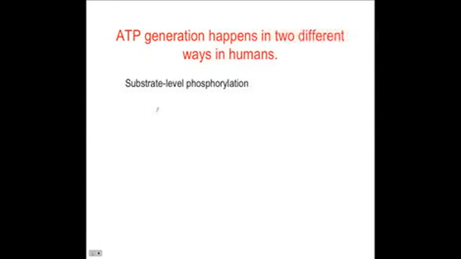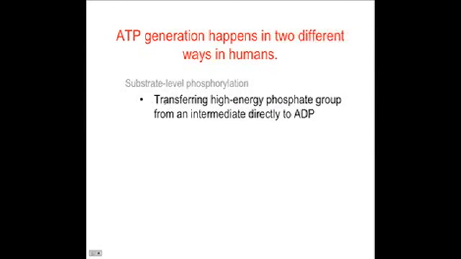And we're generating ATP by transferring that high energy phosphate that's on that organic molecule to ADP. Okay? So the phosphate is already attached to something, and it's being reattached to ADP to make ATP. That's substrate level phosphorylation, transferring a high energy phosphate from an intermediate. That intermediate is going to be an organic molecule directly to ADP.